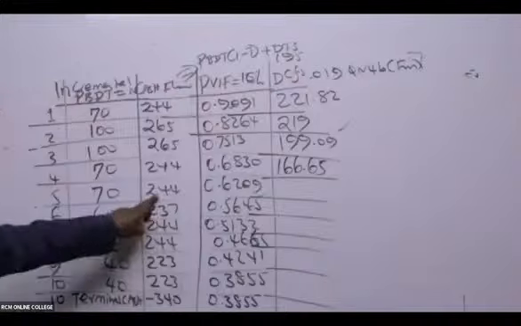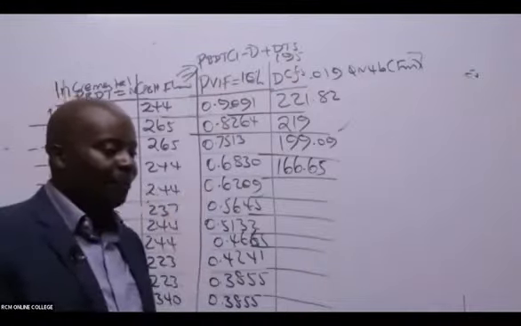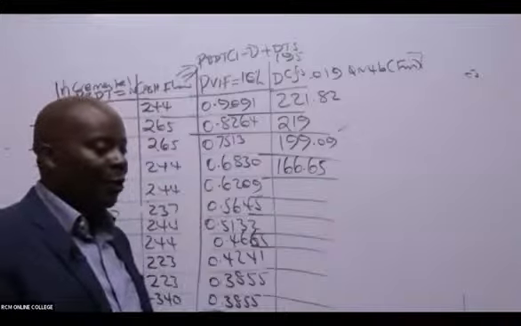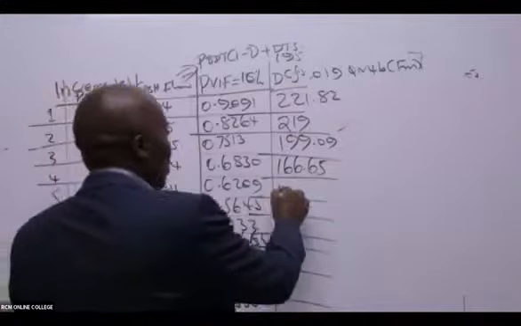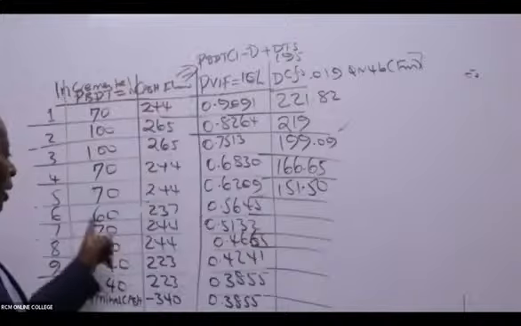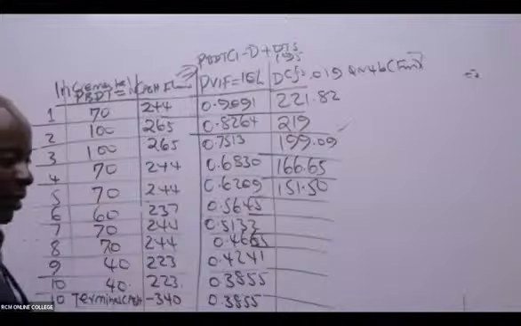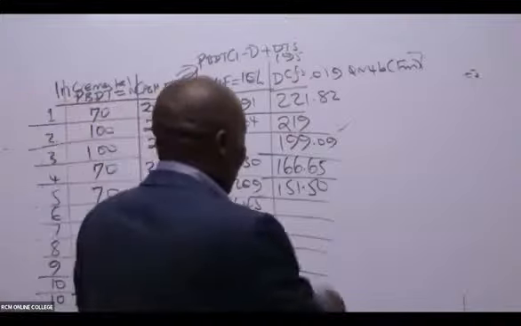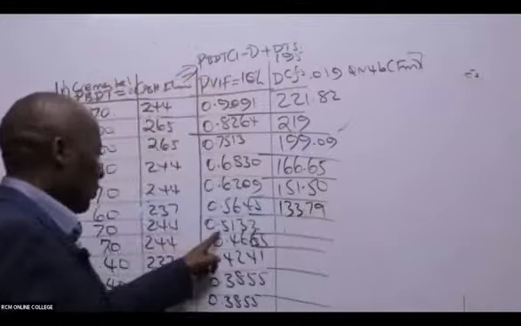Now we are taking this 244 times 0.6209. 151.50. Then you go to year number 6. Year number 6, you're taking this like this. Year number 6, 133.79.